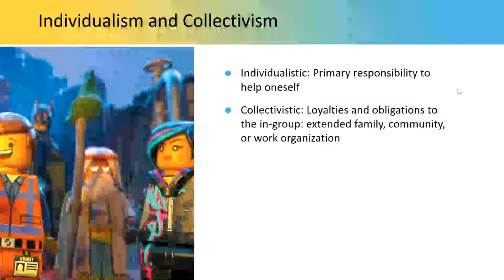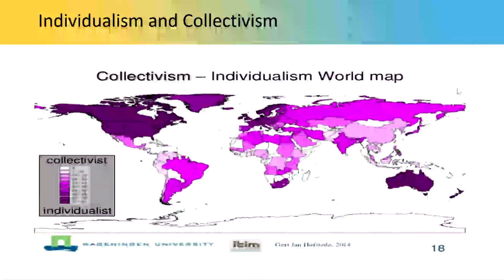So there's a picture from the Lego movie, which I have not seen, but it has something to do with individualism and collectivism. So if any of you have seen it, that would be great. You could share with the rest of us what's going on in this movie. So anyways, the next slide shows you, and it's not terribly clear, but this is based on Hofstede's work. And actually it's got Jan Hofstede, that's his son.